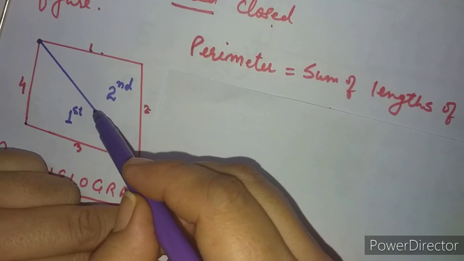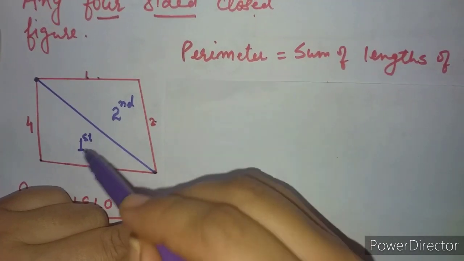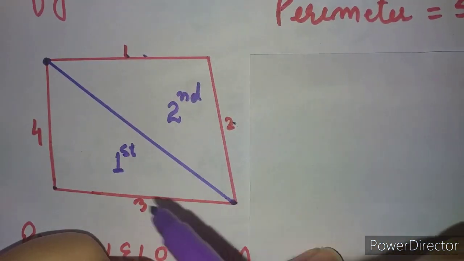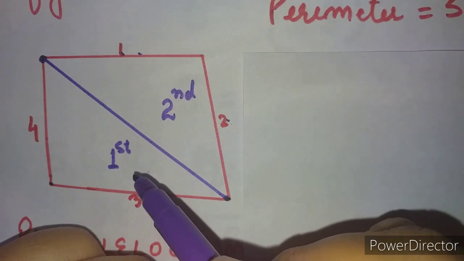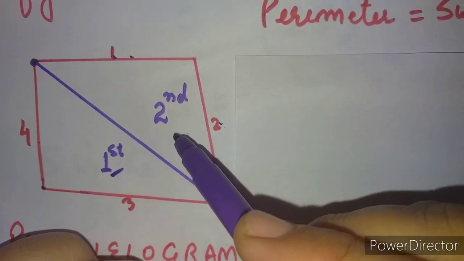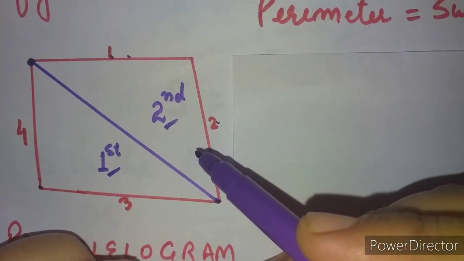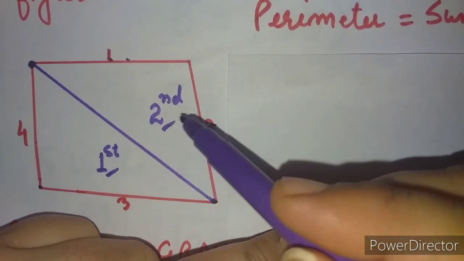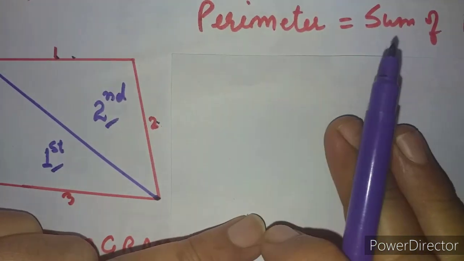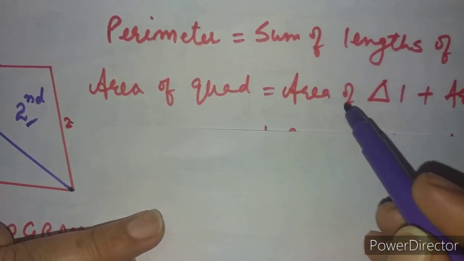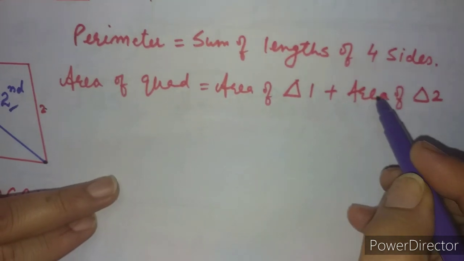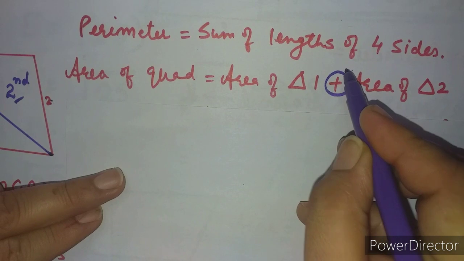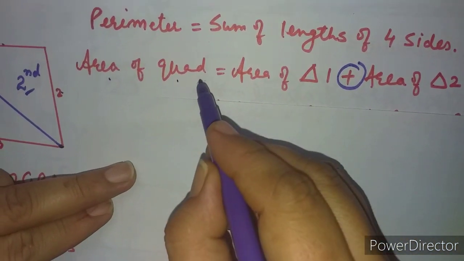By drawing this diagonal, our figure has been divided into two triangles. See how easy things are. By drawing the diagonal, the quadrilateral has been converted into two triangles. This is the first triangle and this is the second triangle. You already know how to find the area of different triangles. So we will find the area of triangle 1 and the area of triangle 2, then add them, and we will get the area of the quadrilateral.